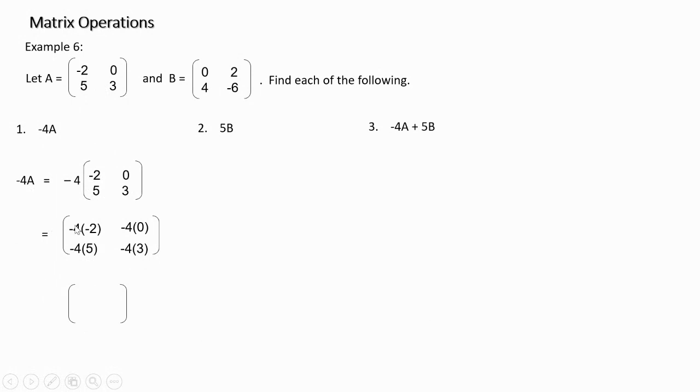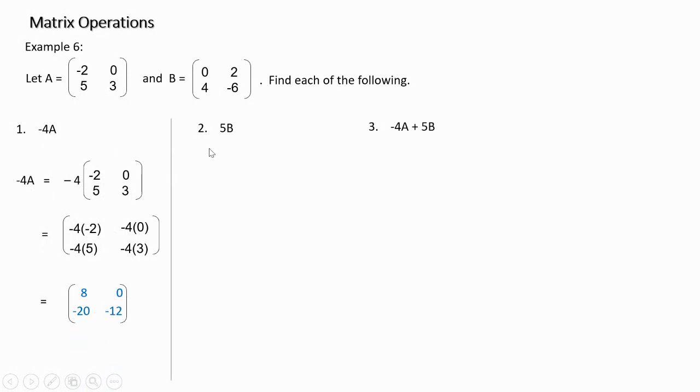And so this is my result. Or you can go like this, to show the work. Negative 4 times negative 2 is 8. Negative 4 times 0 is 0. Negative 4 times 5 is negative 20. And negative 4 times 3 is negative 12. Okay, so this is my result.